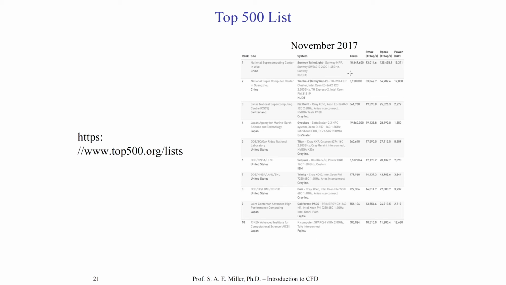The next column shows the number of cores. So this particular computer at number 1 has 10,649,600 cores. And then they say if we use all cores on the machine for one single problem and benchmark it, we'll obtain 93,014.6 teraflops per second, which is an amazing speed. And this is in 2017.